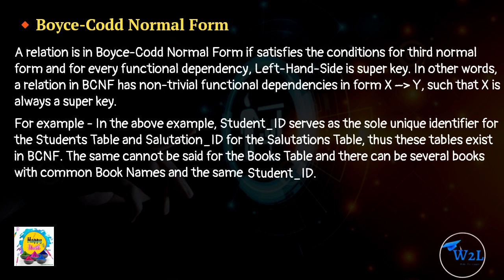Boyce-Codd normal form. A relation is in Boyce-Codd normal form if it satisfies the conditions for third normal form and for every functional dependency, the left-hand side is a super key. In other words, a relation in BCNF has non-trivial functional dependencies in the form X → Y, such that X is always a super key. For example, in the above example, student_ID serves as the sole unique identifier for the students table and salutation_ID for the salutations table, thus these tables exist in BCNF. The same cannot be said for the books table, as there can be several books with common book names and the same student_ID.